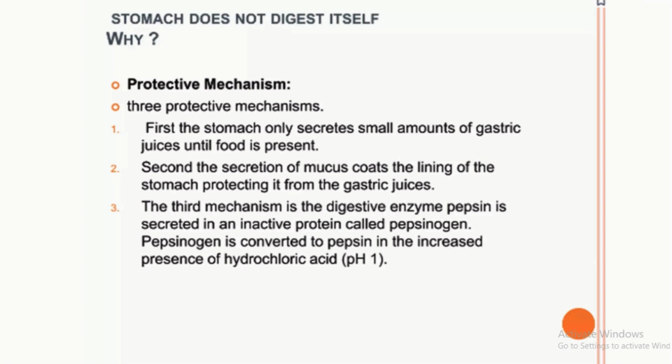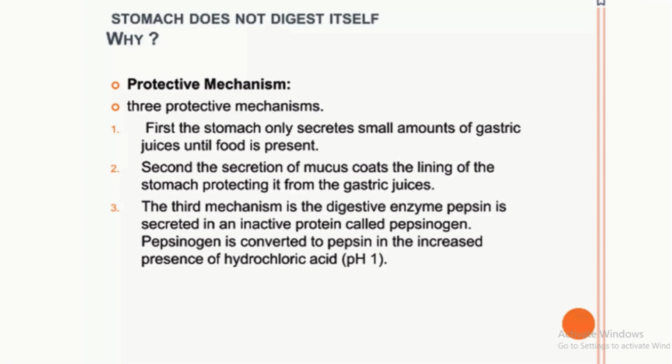There are three protective mechanisms which prevent the stomach from digesting itself. The first mechanism is that the stomach only secretes a small amount of gastric juices until food is present. When the food is present, it secretes the gastric juices, and when the food moves down toward the intestine, it stops the release of the gastric juices. That's why the stomach does not digest itself.